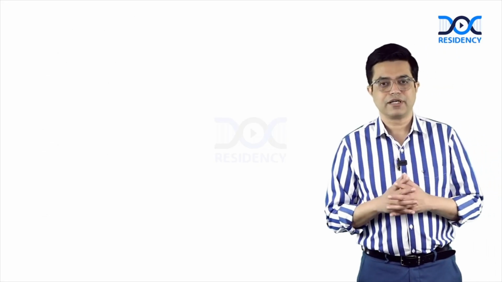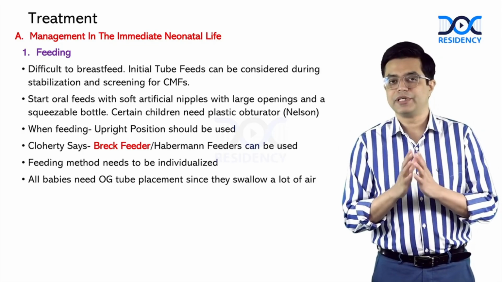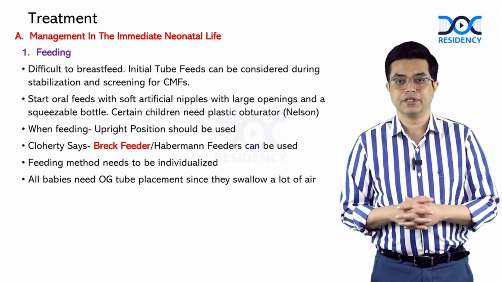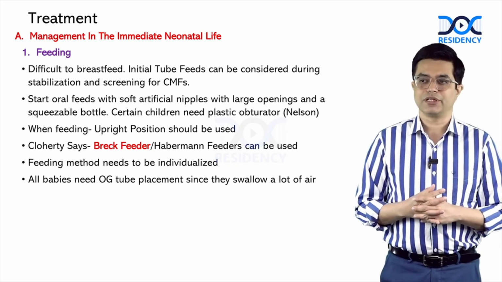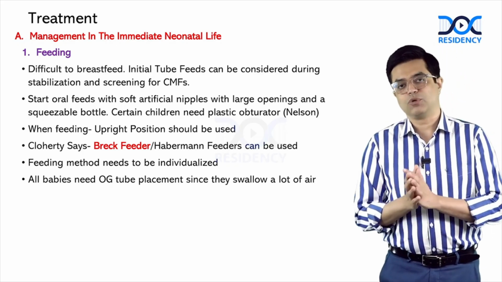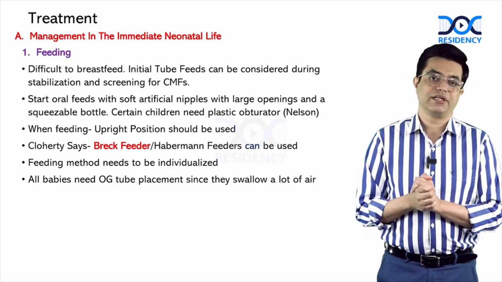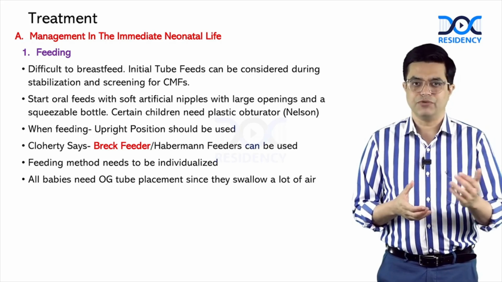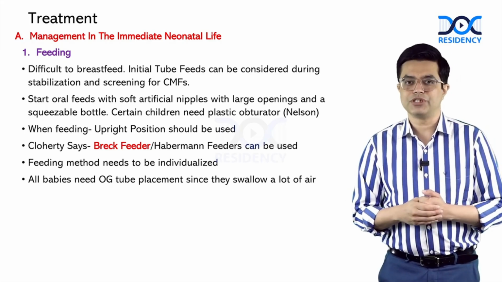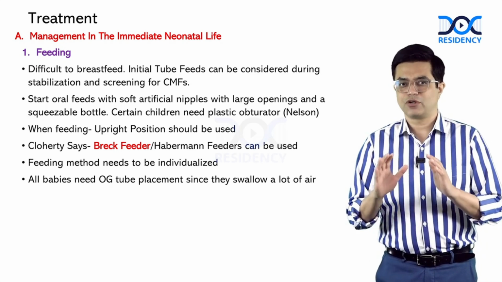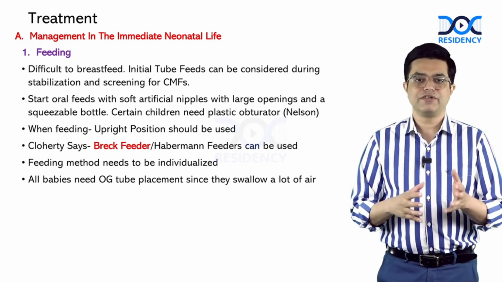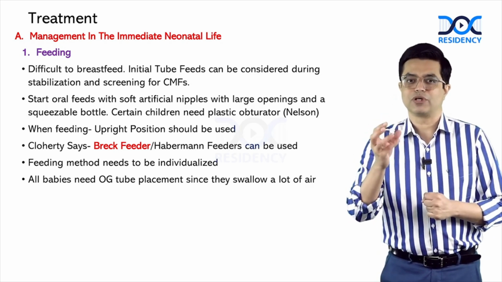Now, regarding management, let us first talk about management to be done in the immediate neonatal period. First of all, how are you going to do the feeding and ventilation in the patient? Initially, when the baby is born and you are trying to stabilize the child, then you can start with tube feeds while the child is undergoing evaluation and other congenital malformations are being ruled out. However, tube feeds are not mandatory, and later on you can shift the child to specialized bottle feeds.